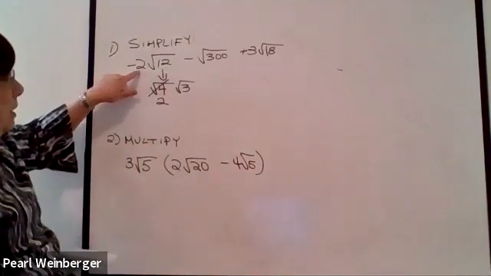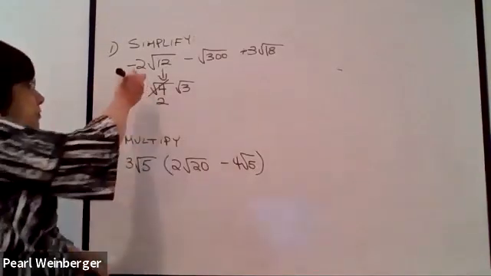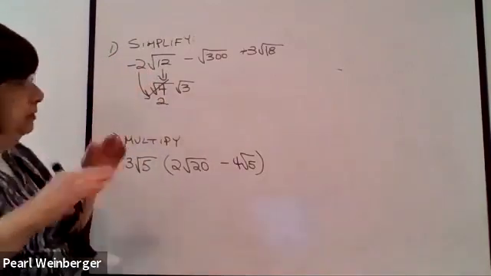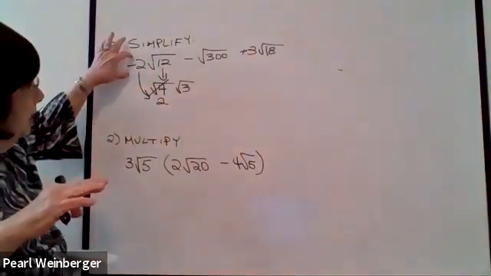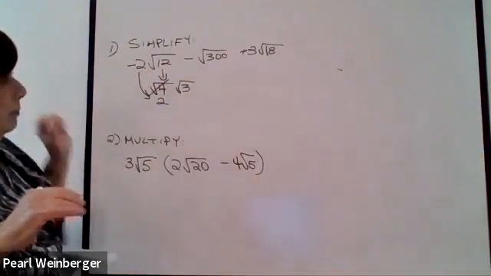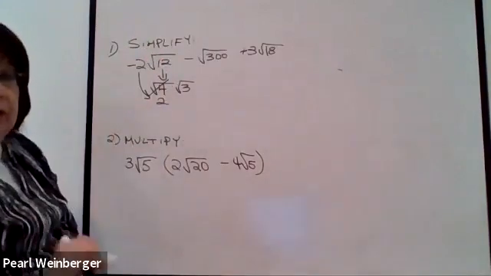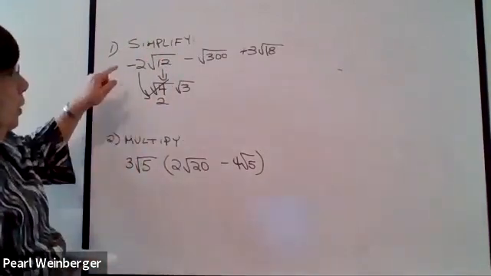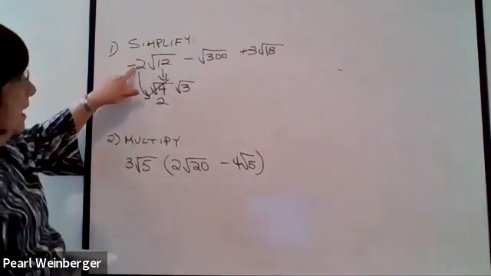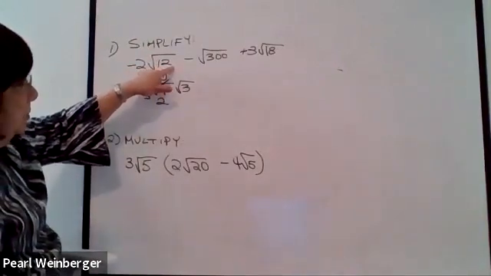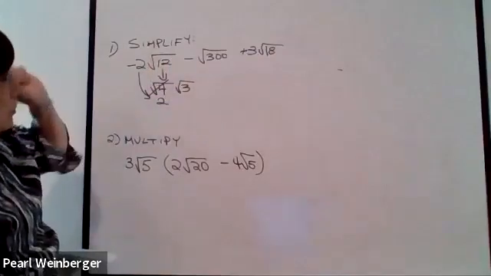But I also had this -2 in front of this. Now, the rule is that when you have numbers that are outside the radicals, they can be multiplied together. Numbers that are inside the radicals can be multiplied together. What you can't do is take a number that's outside the radical, like this -2, and multiply it with a number inside the radical, which is the 12.